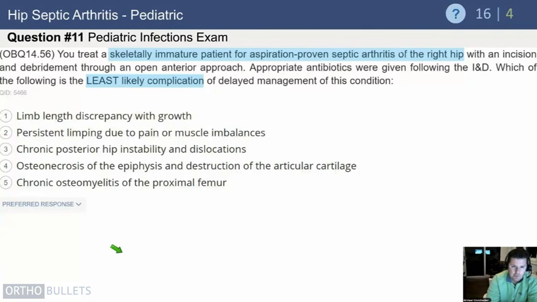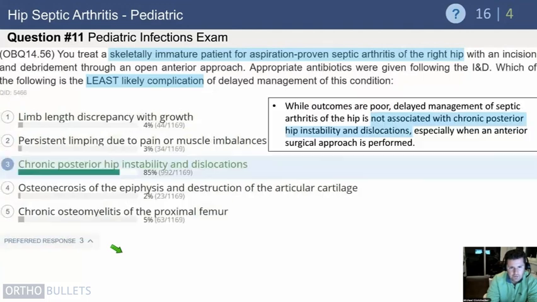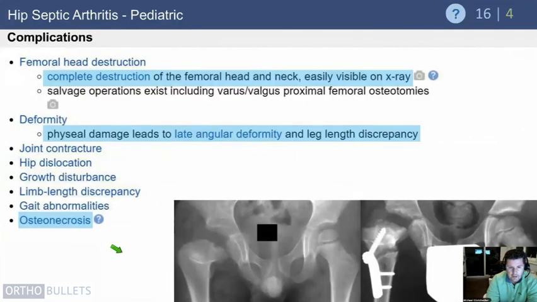So this is a skeletally immature patient with aspiration-proven septic arthritis of the right hip. They've had an I&D. Appropriate antibiotics are given. What is the least likely complication of delayed management? So we know that if it's delayed, they're going to have a worse outcome. And this can lead to a number of things, but it's not going to lead to a chronic posterior hip instability, because generally if this is treated with an I&D, it's treated through an anterior approach, so posterior instability is not going to be common. However, if you have delayed treatment, it's not uncommon to have a limb length difference, persistent limping, osteonecrosis, or chronic osteomyelitis. Again, these are all listed as complications of delayed treatment.